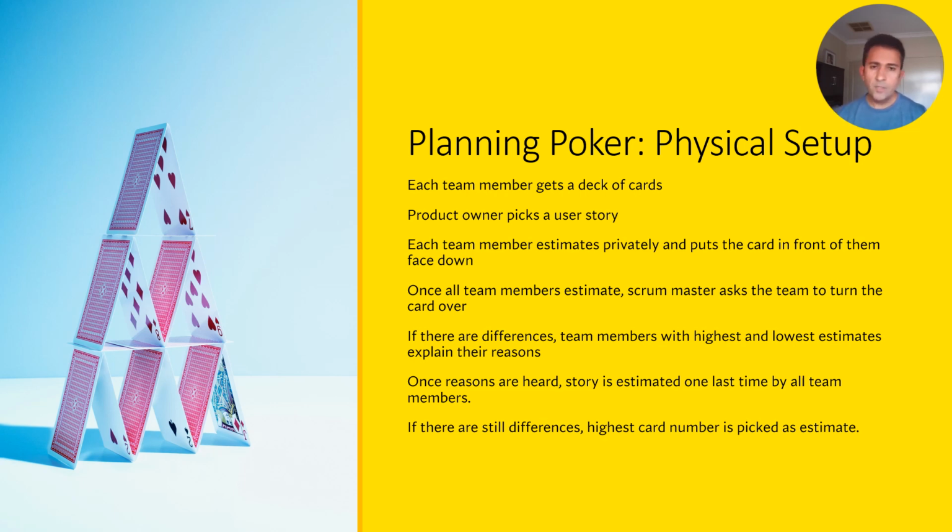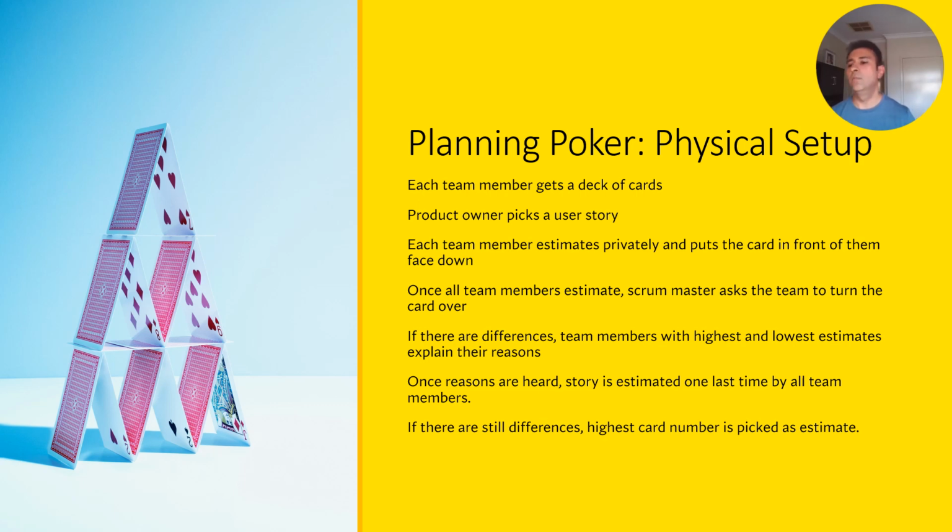And then the product owner picks a user story that is a priority. Each team member picks an estimate, picks that card and puts it face down in front of them without saying it out loud or showing it to others. So no one knows what their estimate is. They pick a number, put the card in front of them face down, so that the Scrum Master who is facilitating knows that they have come up with an estimate.